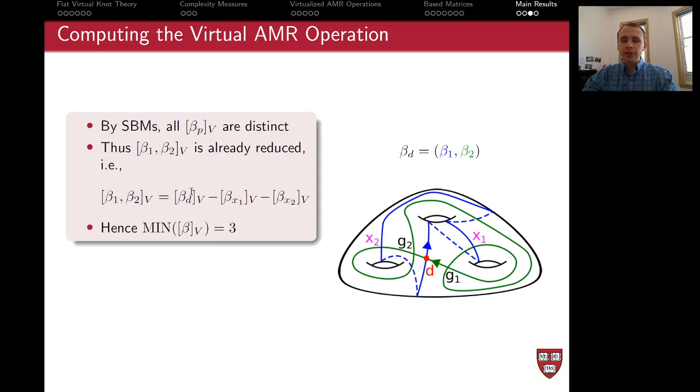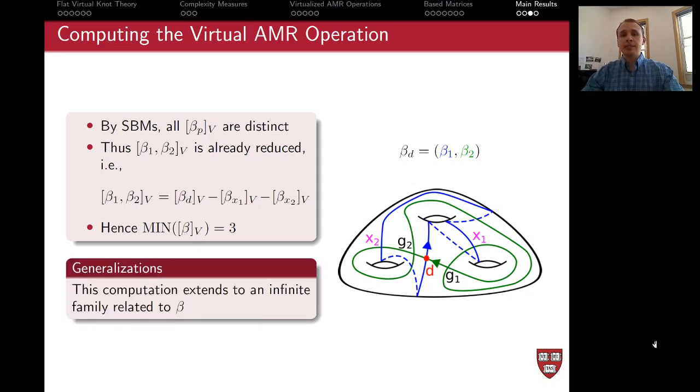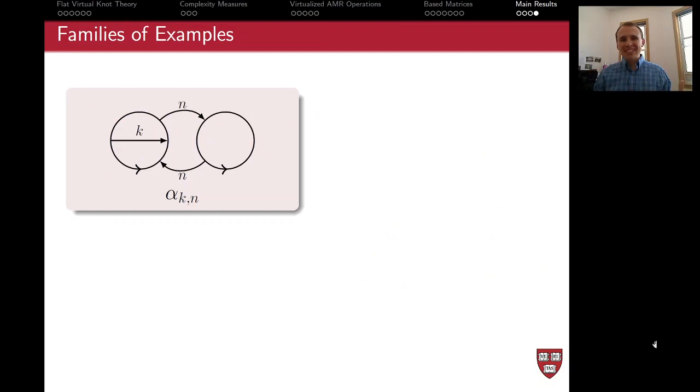And now when you look at the terms, you get one value for each one, and that gives you a lower bound of 3 on the minimal intersection number. Since we have a diagram with 3, then this must be the minimal intersection number. And we can generalize this computation to an infinite family related to beta. And in fact, there's a whole collection of infinite families that we can look at that have some different properties.